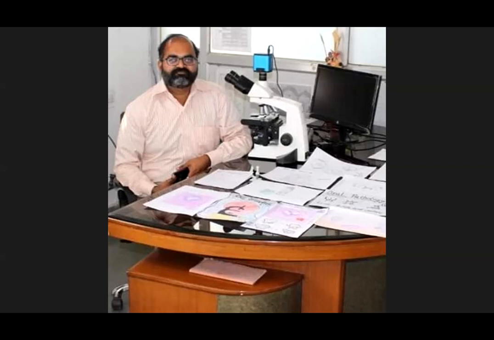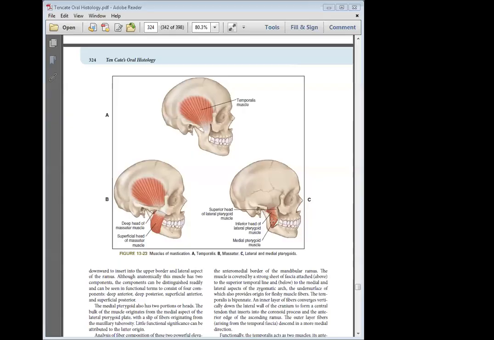So is it clear, Shrishti? Does anybody have any other doubts? So if you see here, the medial pterygoid muscle is attached to the inner side of the ramus, whereas the masseter is attached to the outer side of the ramus.